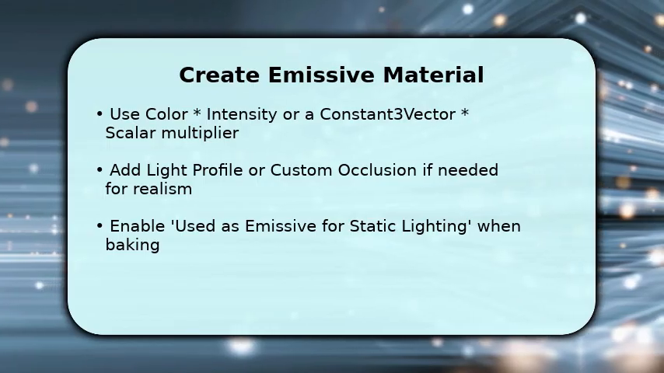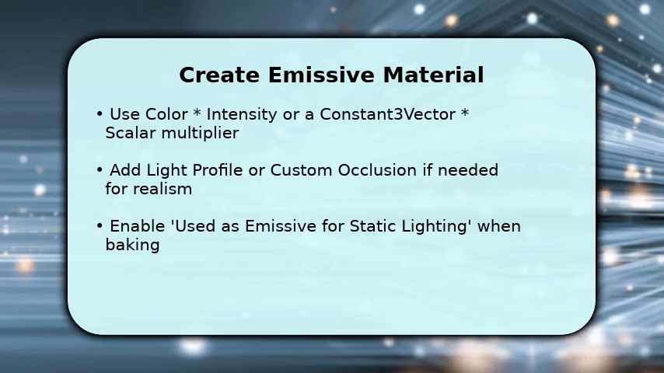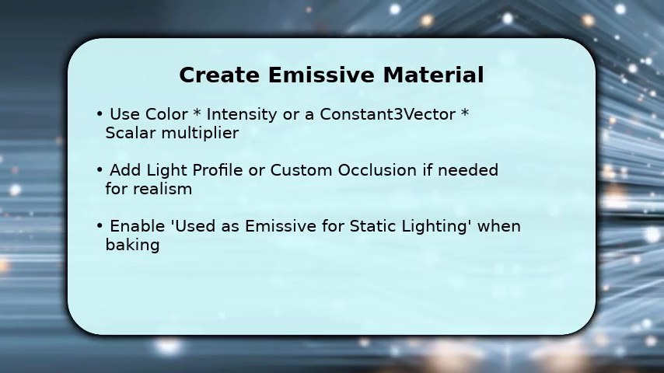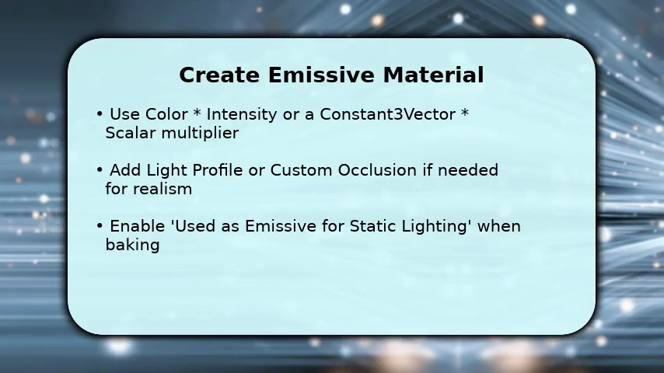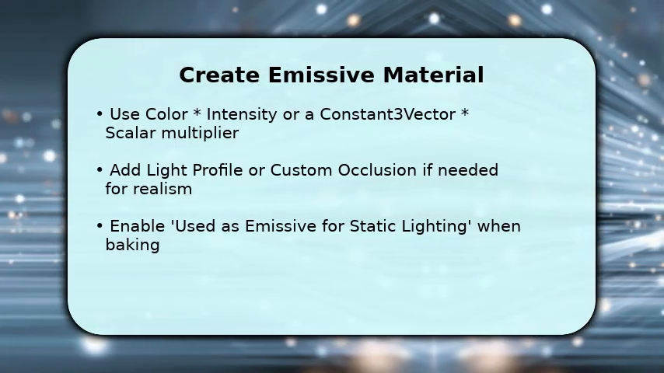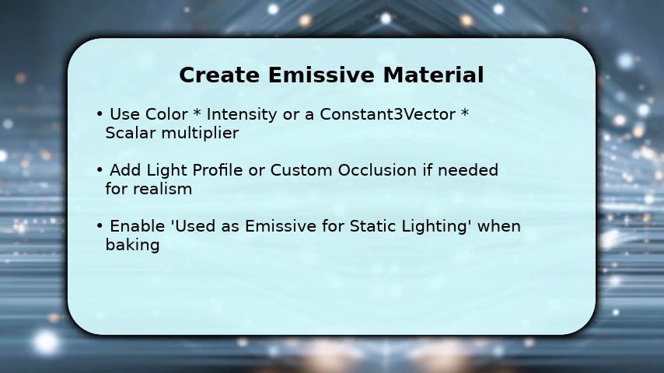If you need realistic falloff, add a light profile or custom occlusion via material functions. Also enable the material option used as emissive for static lighting when you plan to bake, because that flag informs the lighting system to treat the surface as an actual light source.